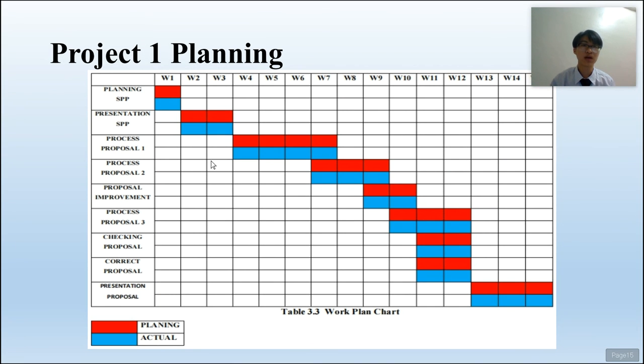This one is my project planning. First we plan the SPP, and then the SPP presentation. After the SPP is successful, we want to do the project proposal, chapters 1, 2, 3. Example, 1, 2, 3 is chapter 1 to chapter 3. And if you don't know, you can PM the lecturer to help you.